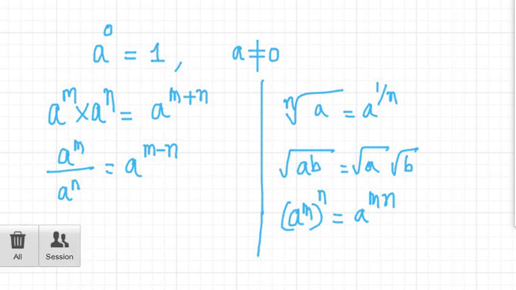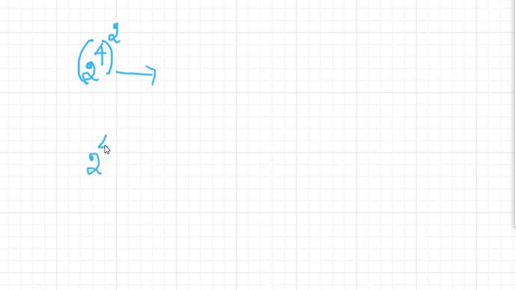Okay, so now I'm going to give you a small problem. Tell me the value of these two things: A is 2 power 4 power 2... B is 2 power 4 power 2, with different bracketing. What is the value? Tell me whether A and B are both the same. Answer the question. Yes, tell me.